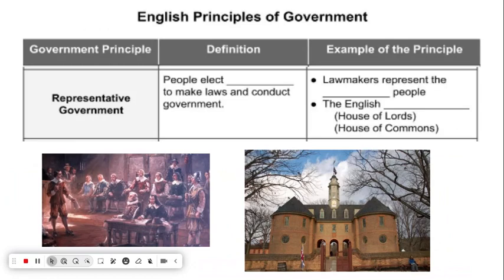Representative government. This basically means that the people elect their delegates to go and make laws and conduct government. Now, in the colonial days, people would go to places like Colonial Williamsburg, which you see pictured below, and the lawmakers would represent the common people. The English had a history of calling their government Parliament. And Parliament was made up of two houses, the House of Lords, which is very similar to our United States Senate, and the House of Commons, which is kind of like our House of Representatives.